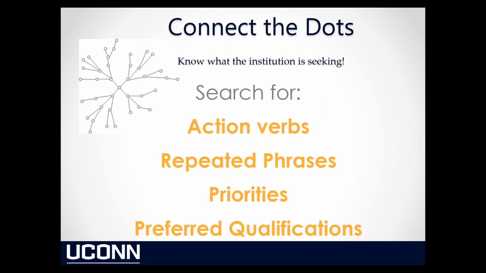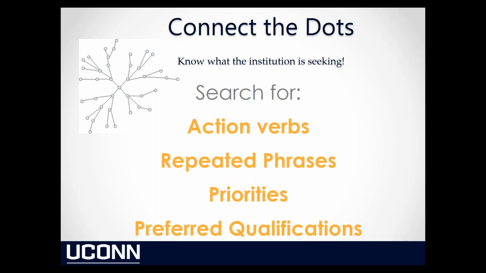As you write or revise your CV, it's critical to connect the dots between what the hiring committee seeks and what you have to offer. You want to stay very attuned to the action verbs that are in the job posting. You want to notice if there are repeated phrases. Like if the job description says we would like someone who can collaborate, must be able to collaborate, collaborations with multidisciplinary teams. If that word collaborate, collaboration is appearing multiple times, you can assume that that's pretty important to the institution and to the hiring committee.